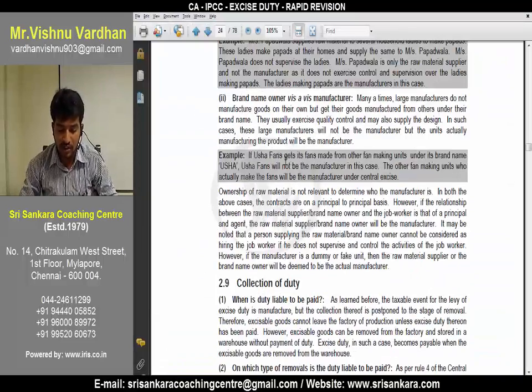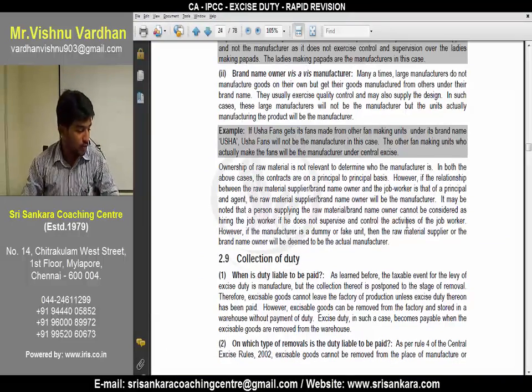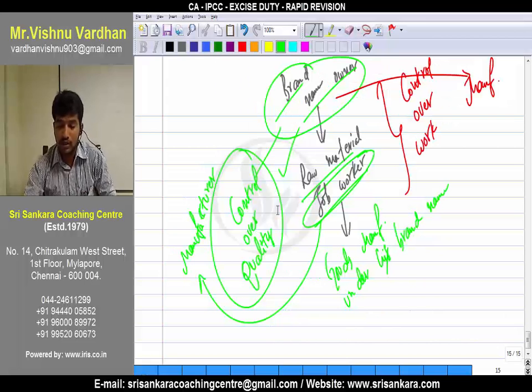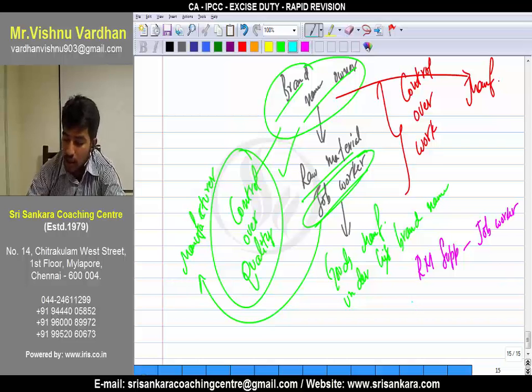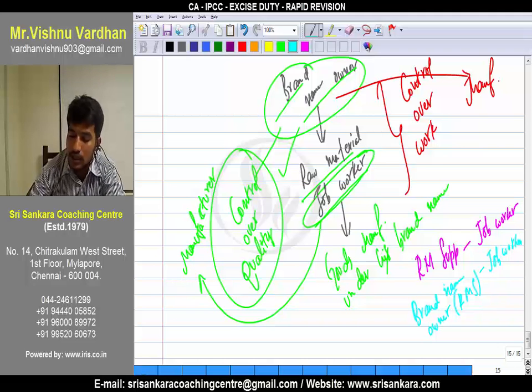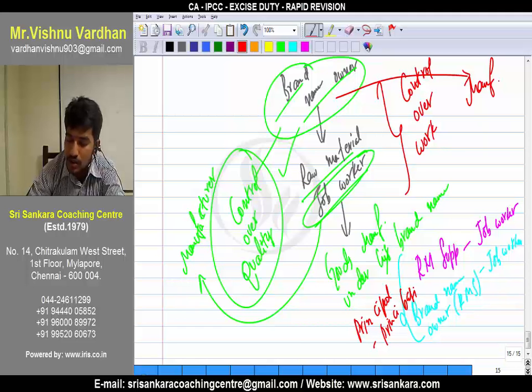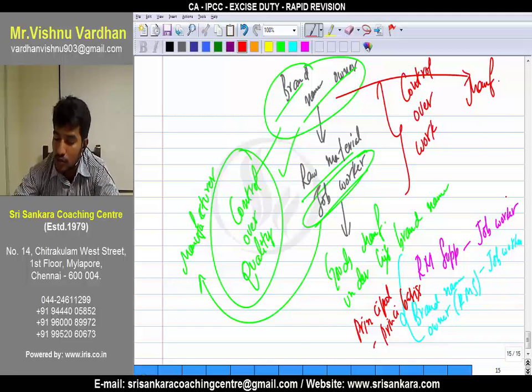So we have seen who is the manufacturer. And the most important thing is that here we can observe the ownership of raw material is not relevant. And one more important thing is, whether it is a raw material supplier and job worker, or whether it is a brand name owner or raw material supplier, in any case the relationship should be on a principal to principal basis. Then who will be called the manufacturer? The job worker will be called the manufacturer.